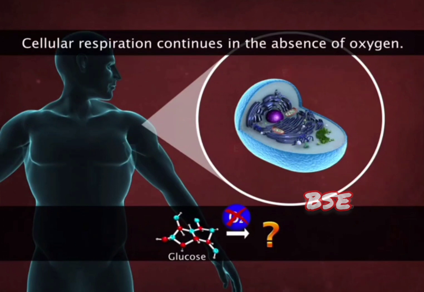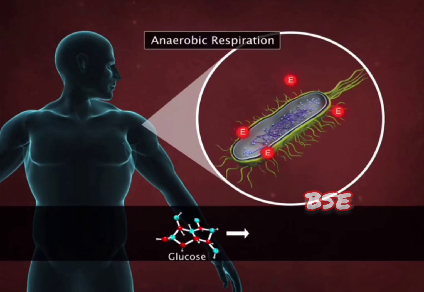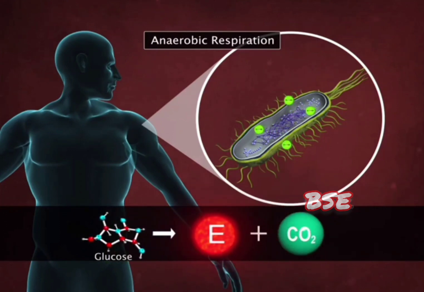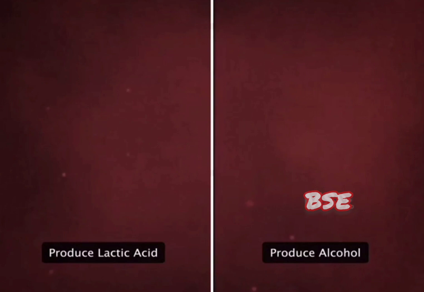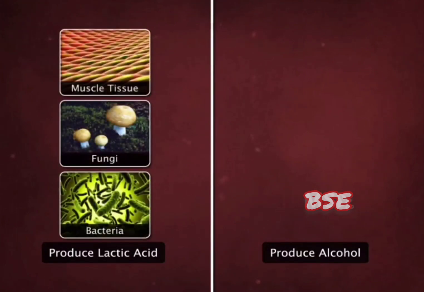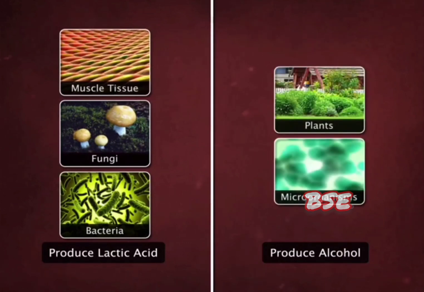Even if oxygen is not present, cellular respiration will happen. The glucose will break down to form energy, carbon dioxide, and lactic acid or alcohol. Lactic acid is formed in certain bacteria, some fungi, and vertebrate muscles, while alcohol is formed in plants and most microorganisms. This type of cellular respiration, which takes place in the absence of oxygen, is called anaerobic respiration.